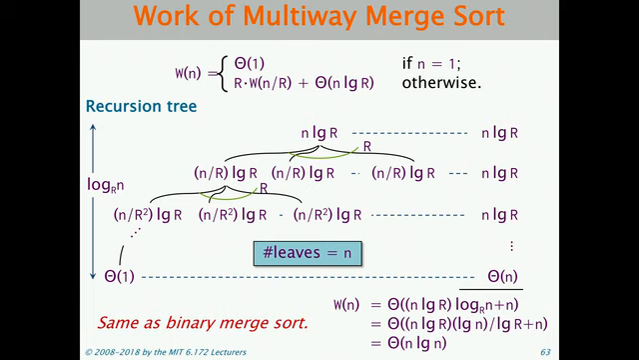For the leaves, we have n leaves, and we just pay linear work for that because we don't have to pay for the merge. We're not doing any more recursive calls. So the overall work is going to be theta of n log R times log base R of n plus n for the leaves, but that's just a lower order term. And if you work out the math, some of these terms are going to cancel out, and you just get theta of n log n for the work. So the work is the same as the binary merge sort.